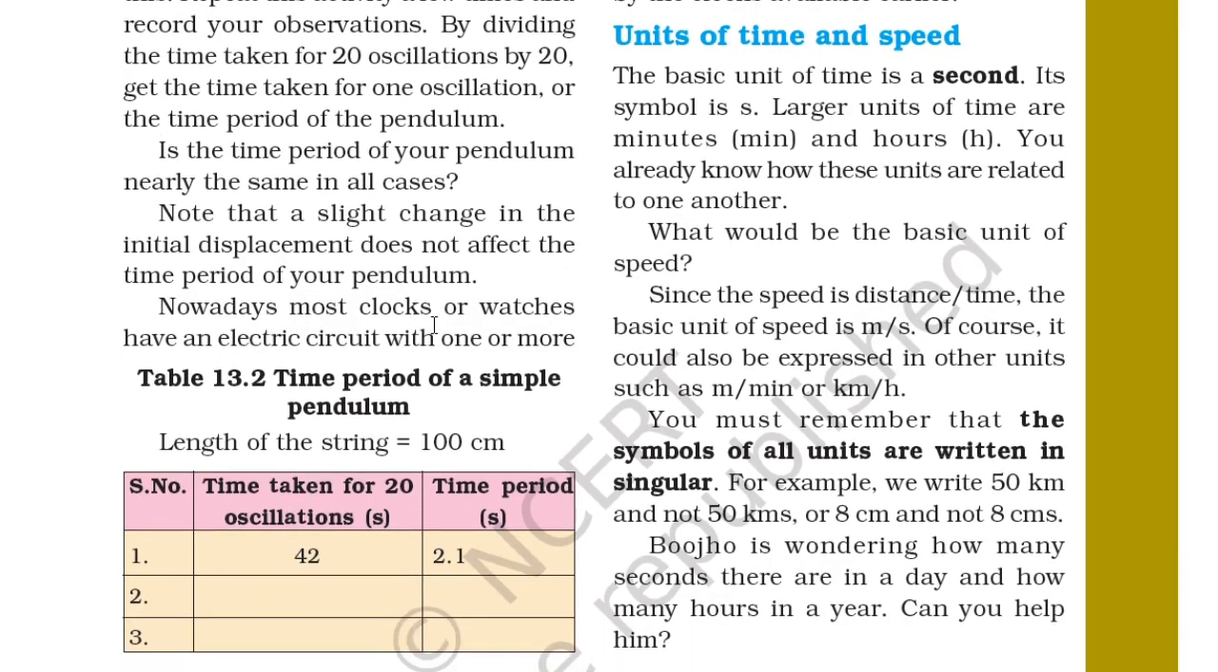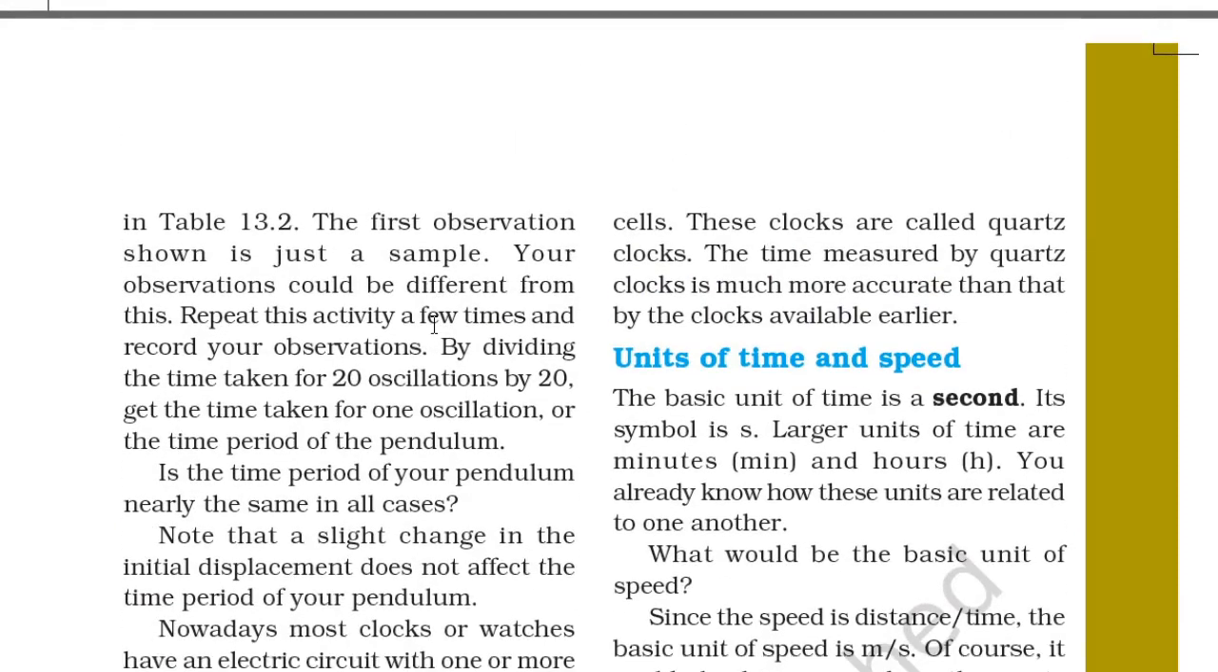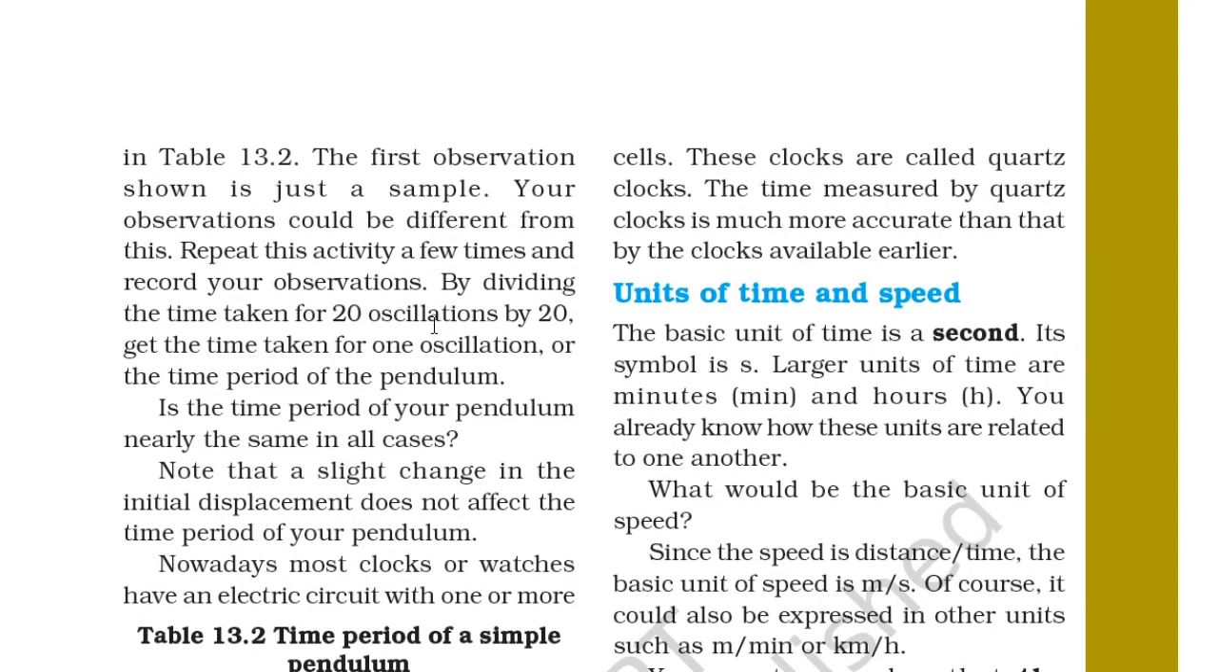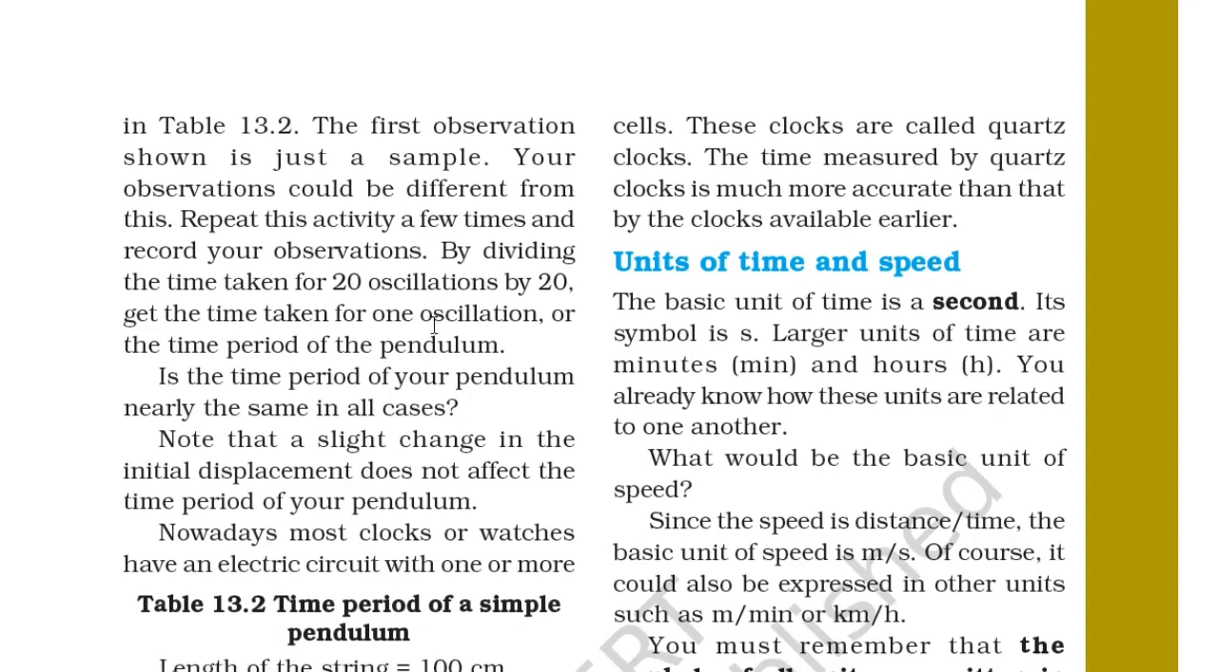Nowadays, most clocks or watches have an electric circuit with one or more cells. These clocks are called quartz clocks. The time measured by a quartz clock is much more accurate than by the clocks available earlier.